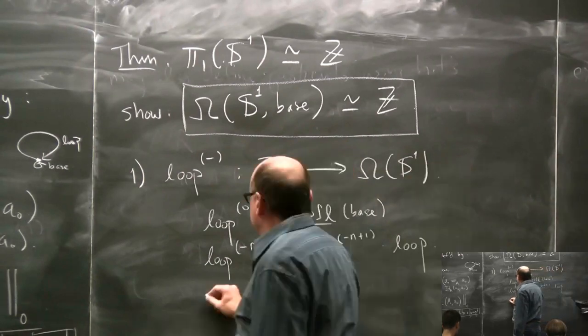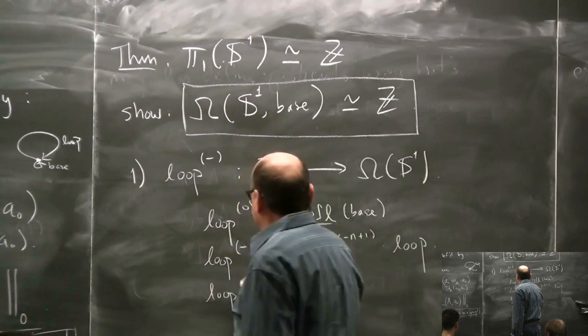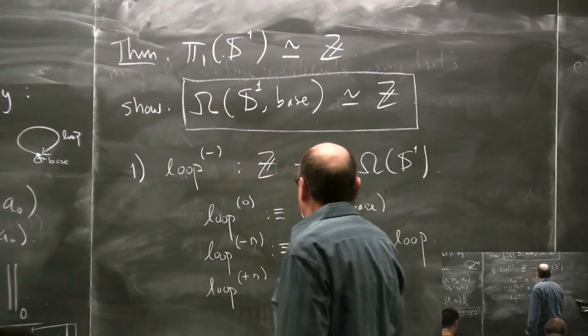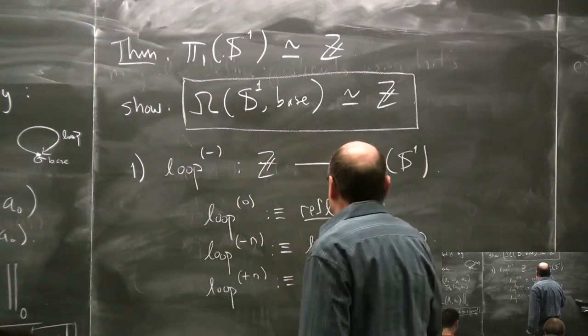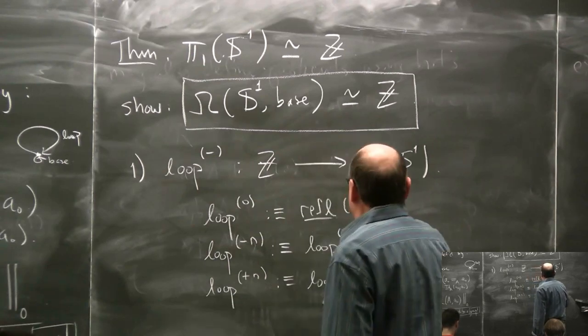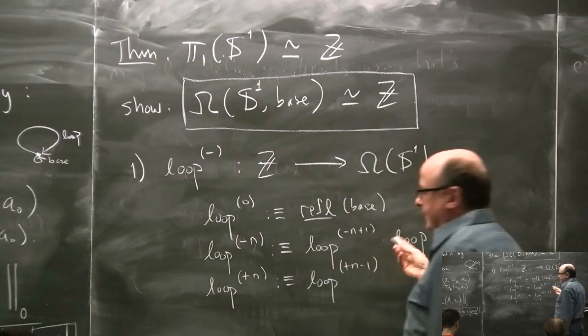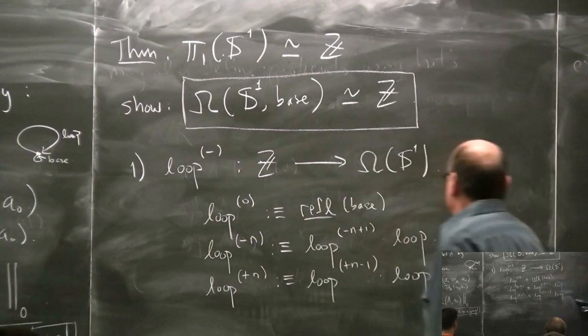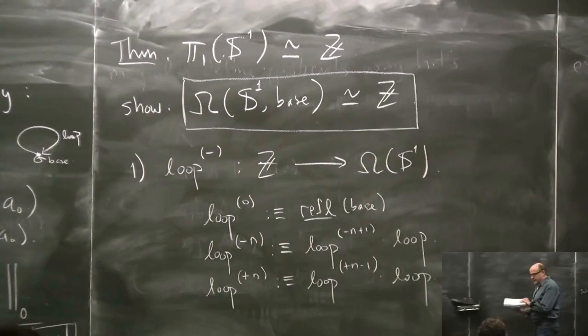And then this would be a loop of, if you don't mind me writing plus n to remind you, loop of plus n minus 1. That's just a reminder, dot loop. I hope I defined it the right way.